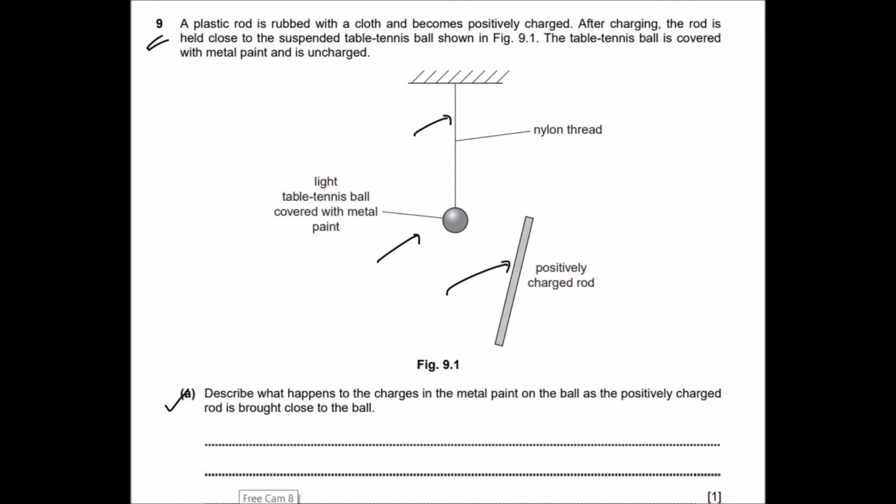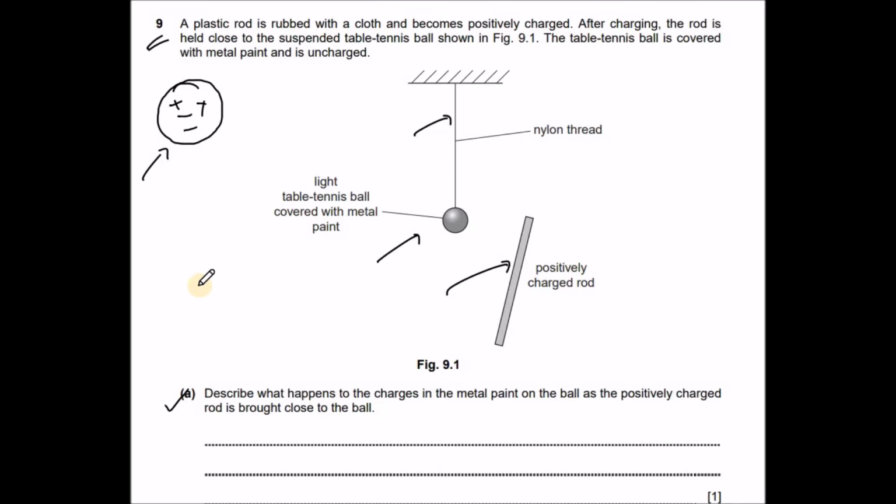Part A. Describe what happens to the charges in the metal paint on the ball as the positively charged rod is brought to the ball. It is given that this light tennis ball is uncharged. Uncharged means they contain an equal number of positive and negative charges. So you can see here like this.